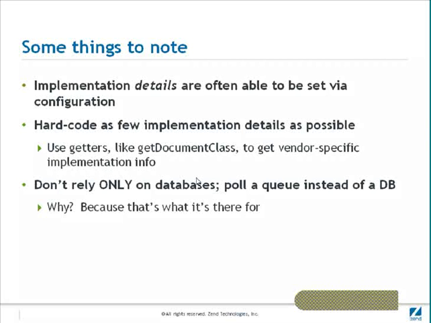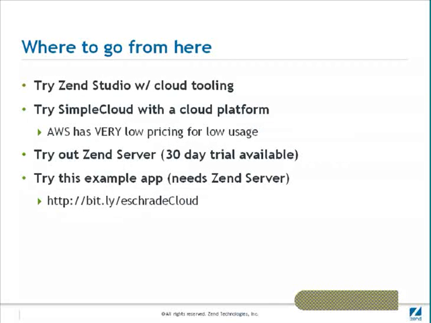So I've kind of come to the end here. I've shown you a lot of stuff. The question is, where to go from here. First of all, try out Zend Studio with some of the cloud tooling involved. There's a 30-day free download. You can try it out, load up some of the Amazon stuff, load up some of the Azure stuff. Just try it out. Use Simple Cloud, or try Simple Cloud with an individual cloud platform. I don't know what the Azure pricing is, but AWS has very low pricing for low usage. Something like 10 cents per gigabyte for a lot of the storage, so it's nice and cheap for you.